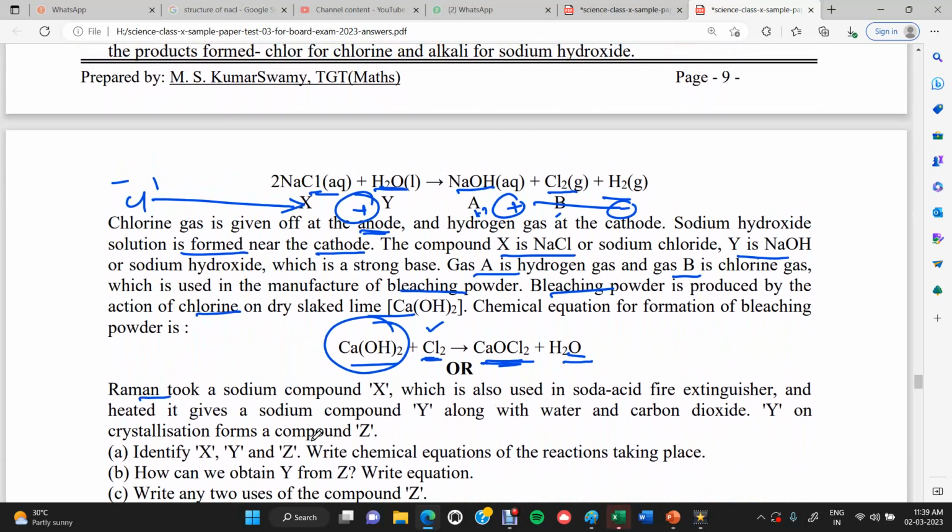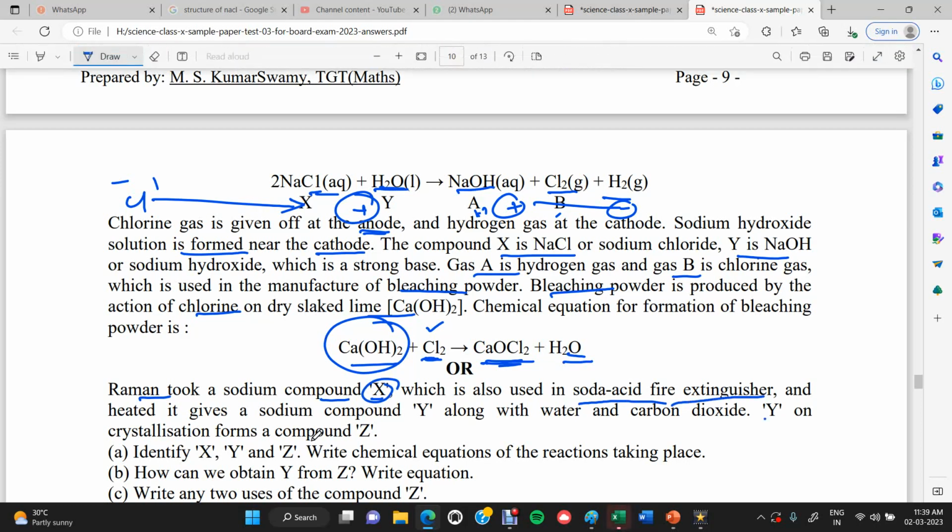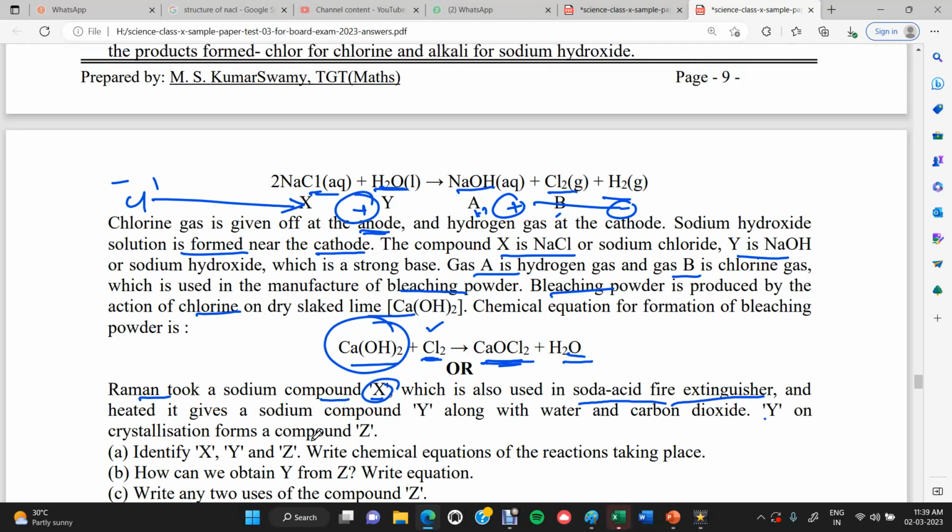Raman took a sodium compound X, which is also used in the soda acid fire extinguisher. It is in your activity, in your book, on the last page, in one lesson: the activity on the soda acid fire extinguisher. On heating, it gives a sodium compound Y along with water and carbon dioxide. Y on crystallization forms compound Z.